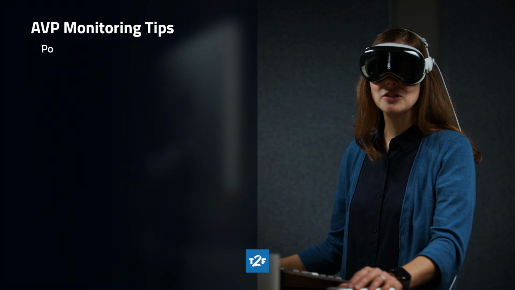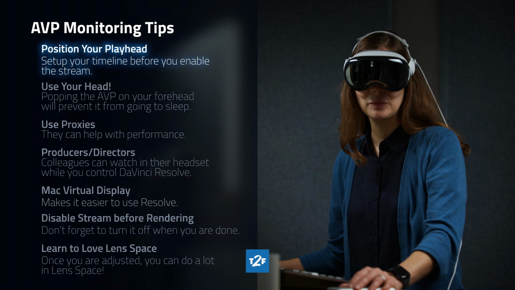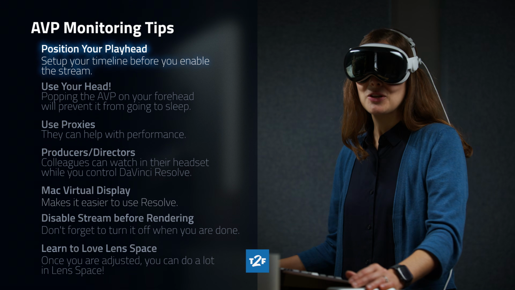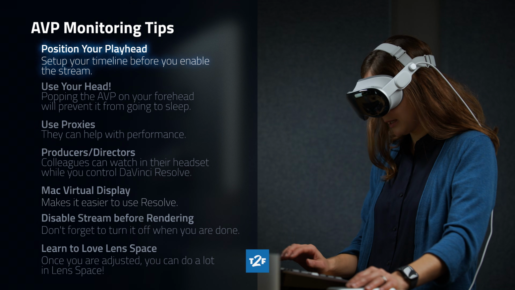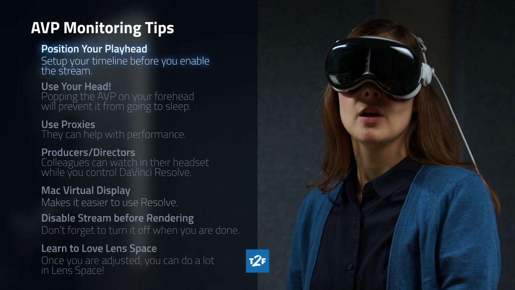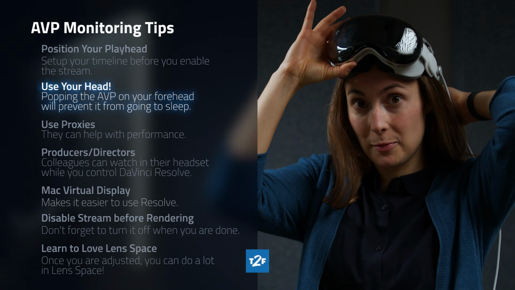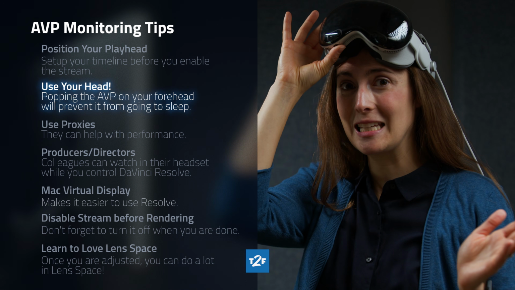Here's some recommendations to make your Vision Pro monitoring experience as enjoyable as possible. Take care to position your playhead before activating the stream, so that once you're in the headset, you can control playback and navigate your timeline using your hotkeys. While you're monitoring in the Vision Pro, if you need to check your Mac display, just pop the Vision Pro up on your head just like this. Because it's on your head, it won't go to sleep and disconnect.